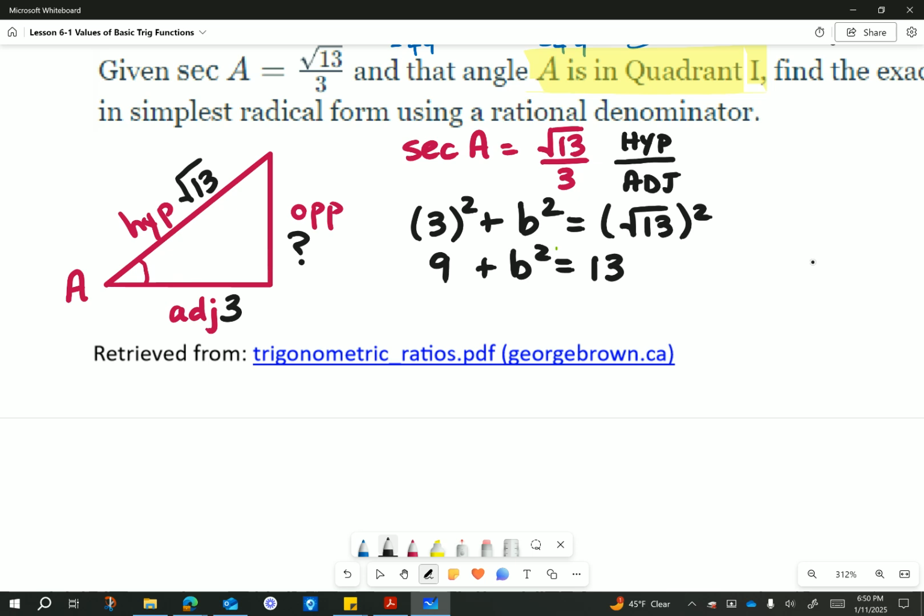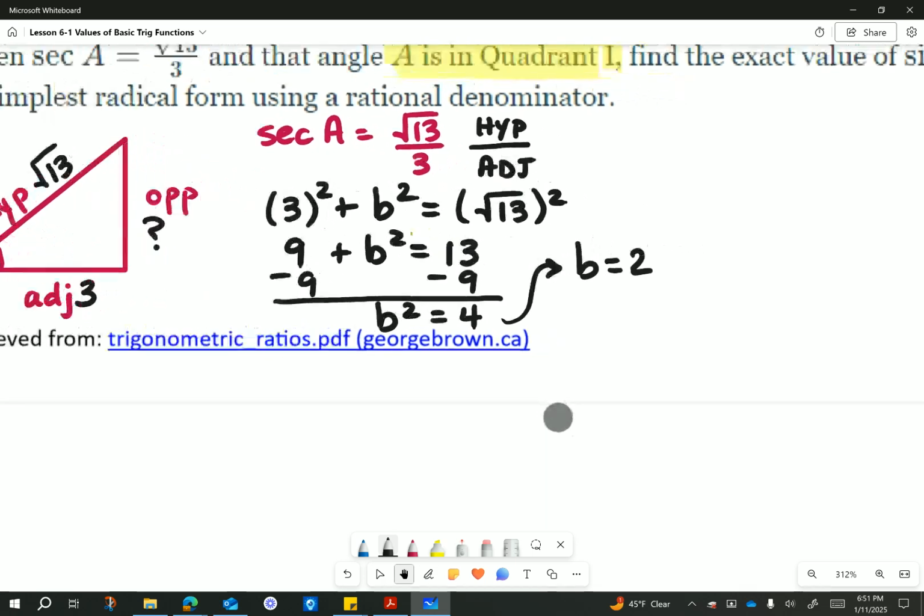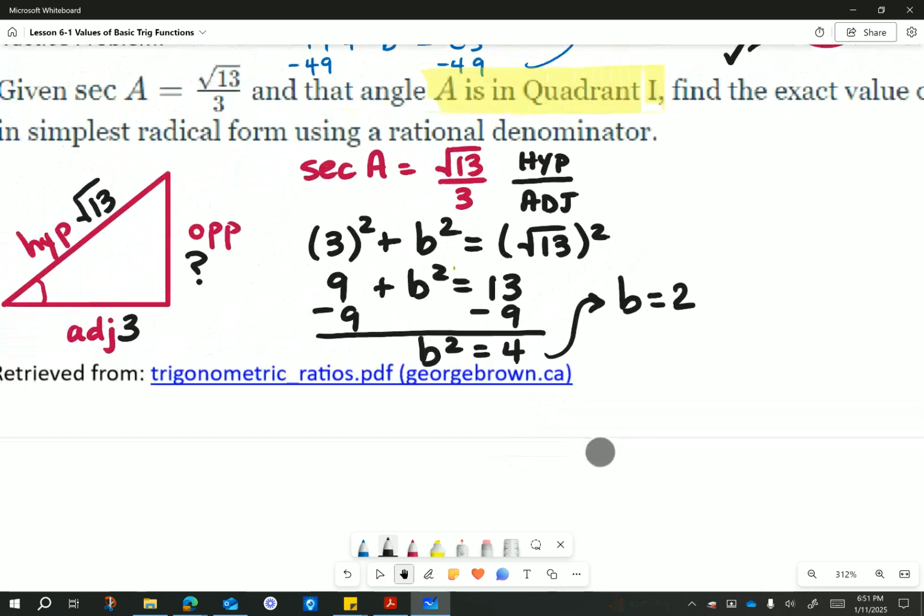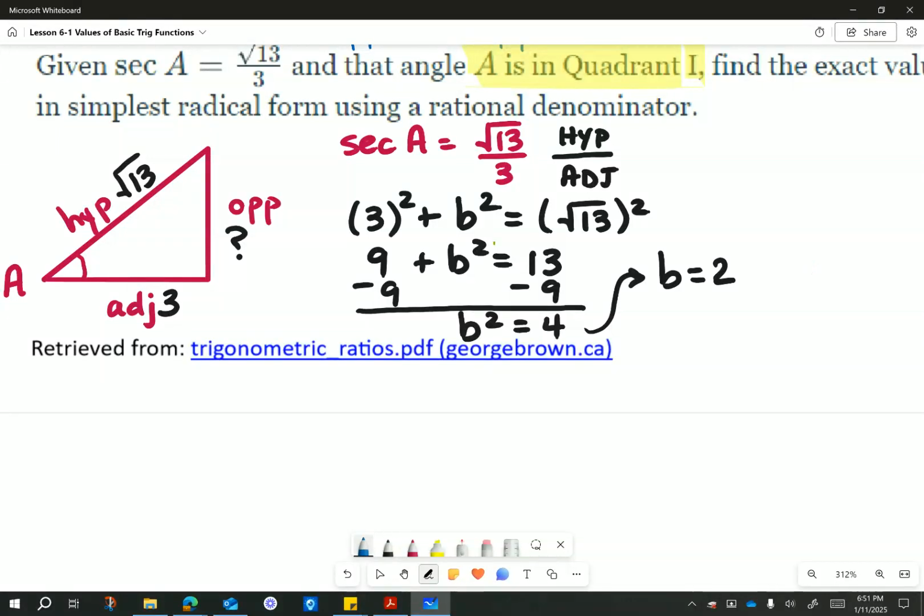I am going to subtract 9 on both sides. So b to the second power is going to give me a 4, and yay for us, 4 is a perfect square. So b is going to be 2. The length of our missing side is a 2. So let's come over here and write next to the question mark, it's a 2.